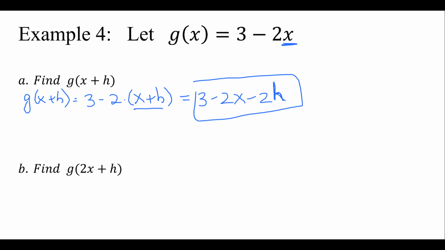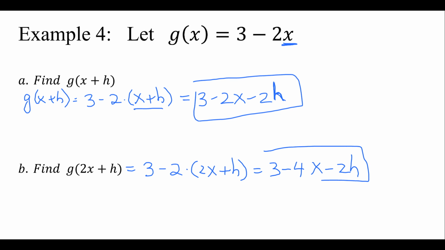And let's look at the second part. The second part is something very similar. Everywhere there used to be an x, I'm going to replace it with 2x plus h instead. So again, I'm starting off with just g, and g starts with 3 minus 2 times. Now, where there used to be an x, now I'm replacing it with 2x plus h. So then to clean it up, we just have 3 minus 4x minus 2h. And again, I think that's about as simplified as we can get it. So then that would be our answer.